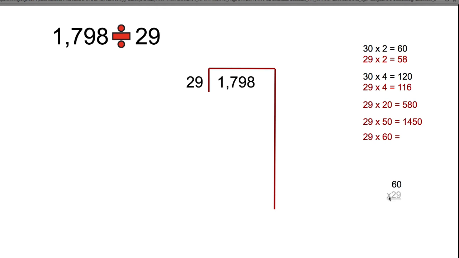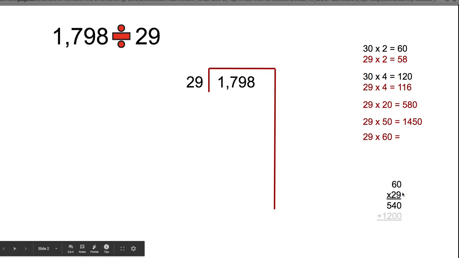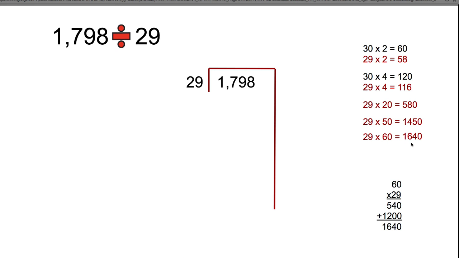So 60 times 29. So 9 times 0 is going to be 0, and 9 times 6 is going to be 54, okay? Then we got to do our 0 placeholder, right? And we're going to do 2 times 6, and that's going to be 12. And then we're going to add that up, and that's going to give us 1,640. All right. There we go.